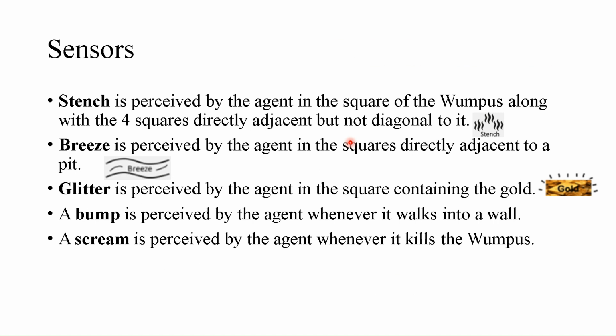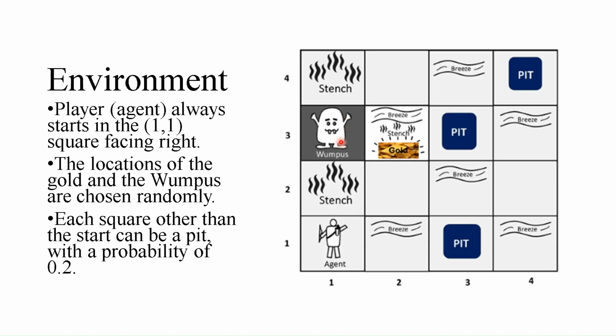Next, we've got the sensors. So stench is perceived by the agent in the square of the Wumpus, along with the 4 squares directly adjacent, but not diagonal to it. So the Wumpus here, it's not actually shown, but the stench is going to be in this box as well. So you've got stench because the Wumpus is here, adjacent only. The adjacent boxes to the Wumpus, which is in 1 comma 3, are 1 comma 4, 2 comma 3, 1 comma 2, along with 1 comma 3. Now obviously 0 comma 3 doesn't exist, but if it were anywhere else, that's where it would be.